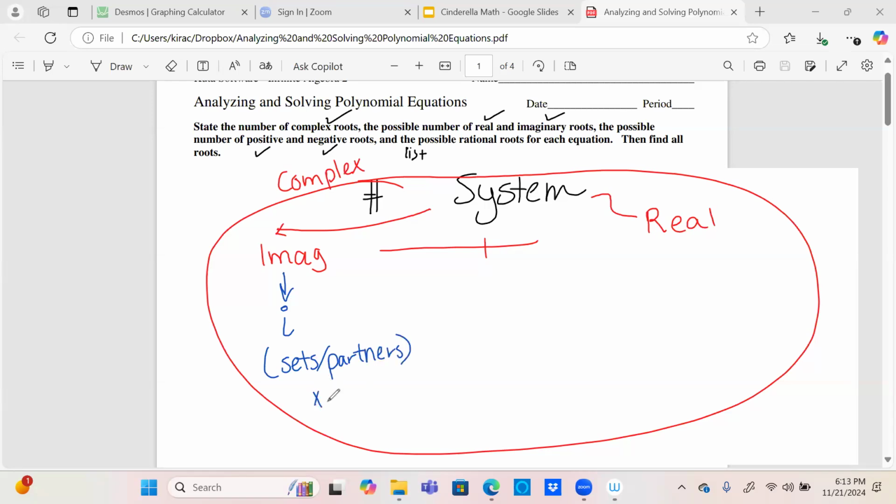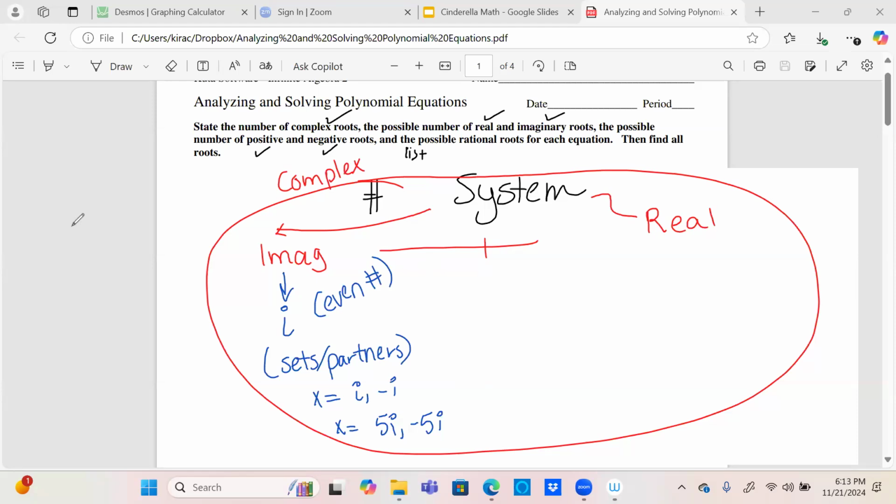So if you have x equals i, you'll always get negative i with it. If you have x equals 5i, you'll always get negative 5i with it. So they always come in an even number. You'll never have one imaginary or 5 imaginary solutions. This will always come in an even number.